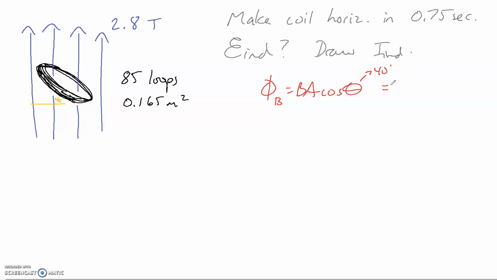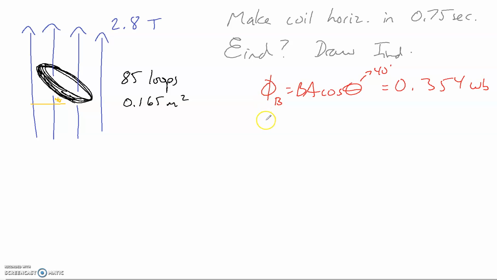All right, so we can punch those things out. We've got the B value of 2.8. We'll multiply that by our area of 0.165 and then times the cos of 40, and we get approximately 0.354 Webers.